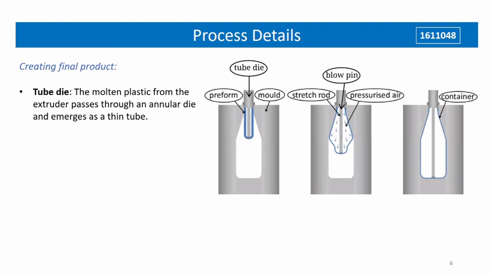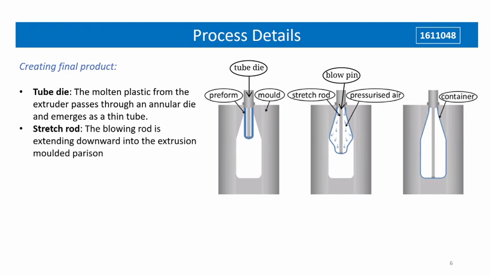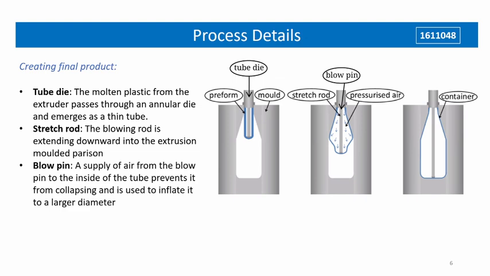At first, the molten plastic from the extruder passes through the annular die and emerges as a thin tube. And then the blowing rod extends downward into the extrusion molded parison. And then a supply of air from the blow pin to the inside of the tube prevents it from collapsing and is used to inflate it to a larger diameter. And then the final product cools down from the air jet and is ejected from the mold.